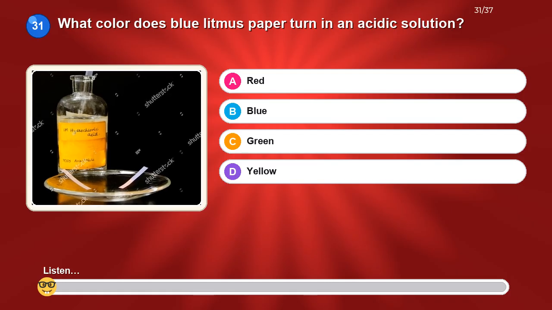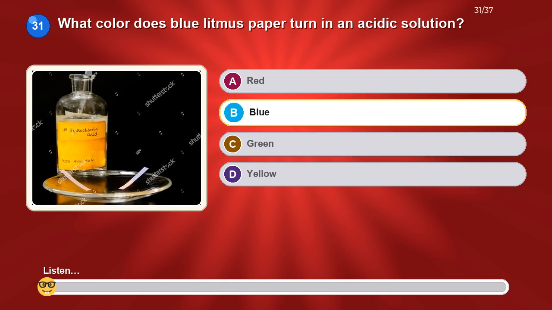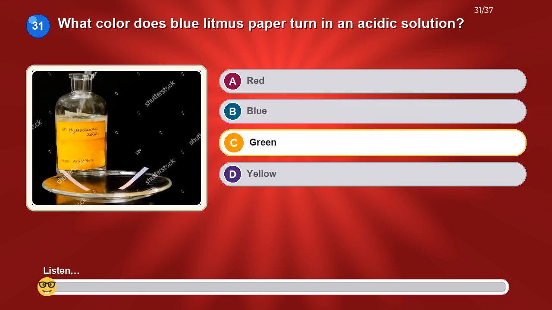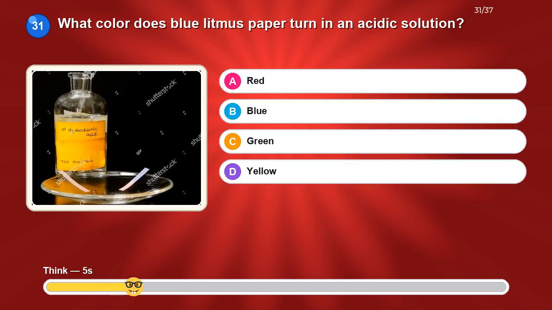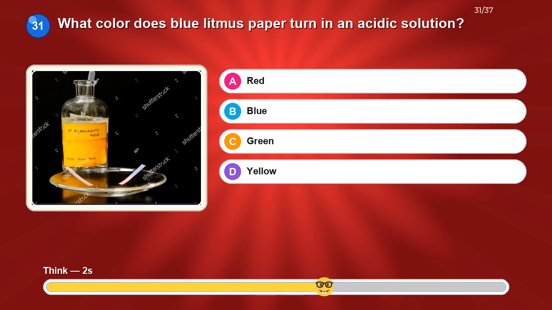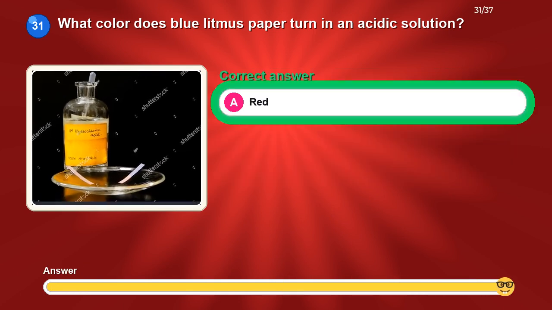What color does blue litmus paper turn in an acidic solution? Option A, red. Option B, blue. Option C, green. Option D, yellow. The correct answer is red.